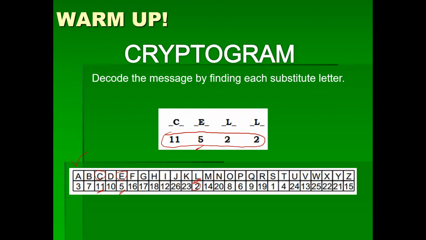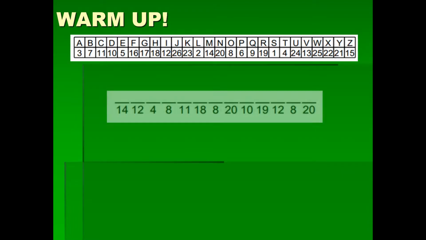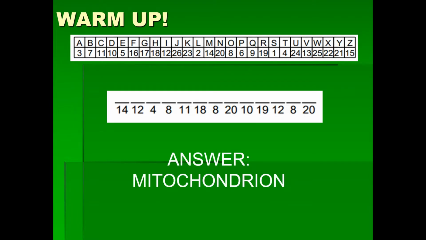Okay? So I think the instructions are easy to follow. So we could start now. So the first message or mystery message is this. So we have 14, 12, 4, 8, 11, 18, 8, 20, 10, 19, 12, 8, and 20. So, what is the missing word? Correct. So, our mystery word is mitochondrion.